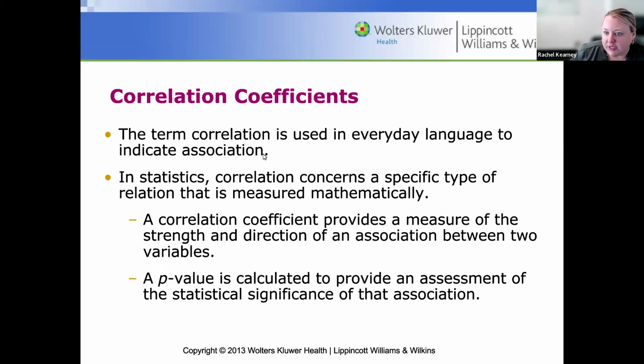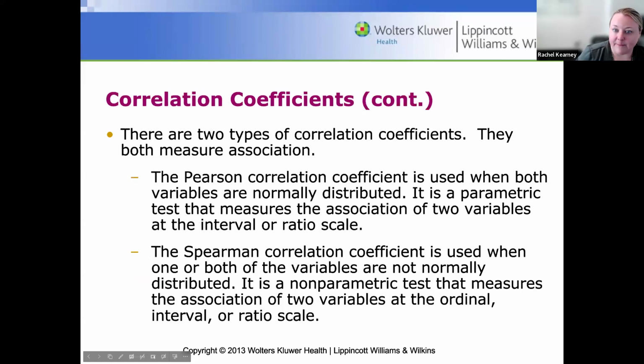So the term correlation is used in a lot of language. You probably have heard things are correlated, or you've maybe read that or heard people say that. And so it indicates some type of association or relationship between two different things. In statistics, correlation concerns a specific type of relationship that's measured mathematically. So a correlation coefficient provides a measure of the strength and the direction of an association between two different variables. And a p-value is calculated to provide an assessment of whether that association is statistically significant or not.